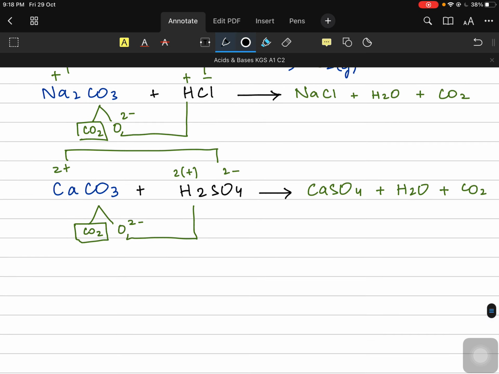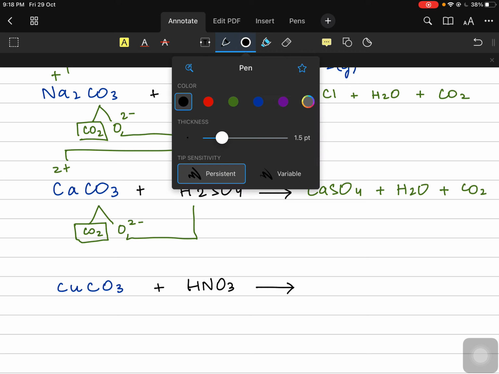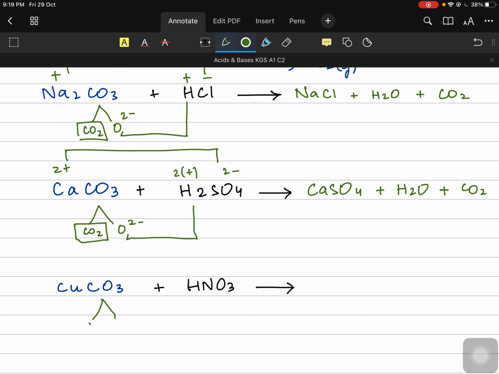Hypothetically, let's suppose copper carbonate, which is CuCO3, reacting with nitric acid, HNO3. Now again, let's do the same rough work. CO3 breaks down into two things, CO2 and O. This is what you have to do all the time. You can just break down the CO3 into a CO2 part, which is a molecule, and oxygen with a charge of -2. Oxygen always has a charge of -2. If you remember the periodic table, oxygen is in group 6, so it has a charge of -2.